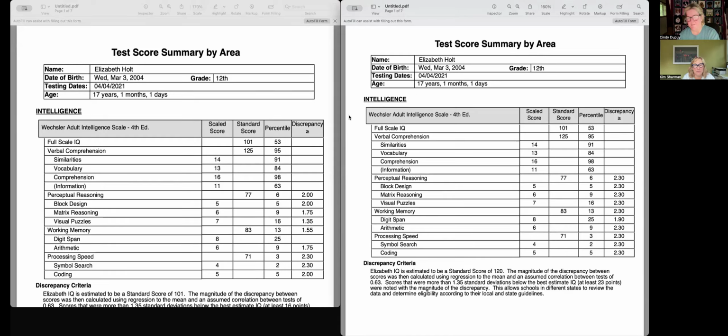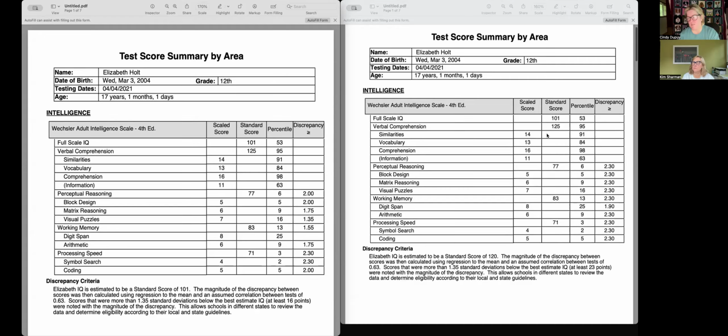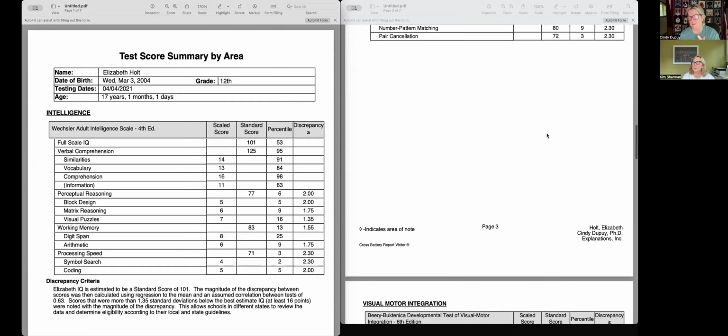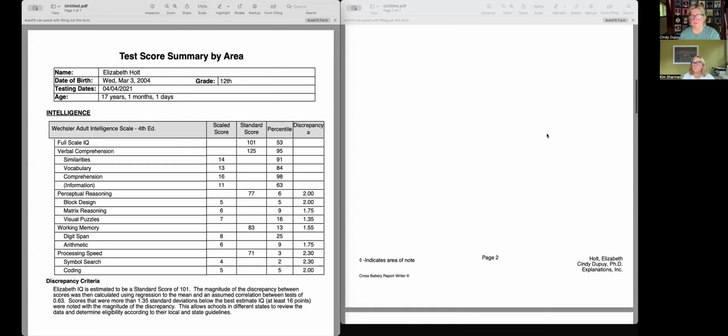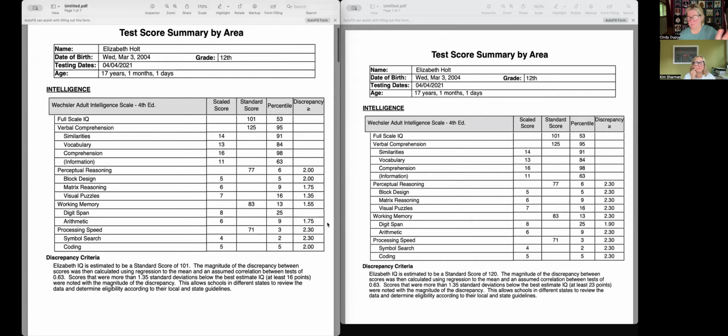Something's up there. Okay, so on this score profile on the left, I did an IQ of 101. On the score profile on the right, I did a 120 based on the verbal comprehension, the associational fluency, all of those kinds of things. And again, I've changed scores of this individual a little bit. So if you're looking at it and doing some calculations, I changed the IQ score based on these things.